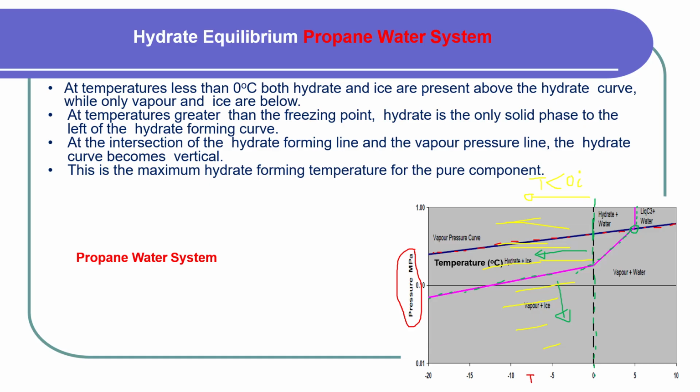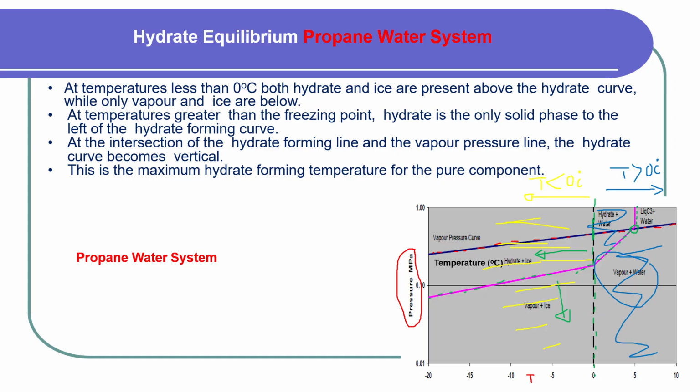Now if temperature is greater than 0 Celsius, let's take another blue color, for example. If you are operating at temperature greater than 0 Celsius, above the freezing point, you will find that hydrate is the only solid phase that can be found in this region. For example, you will have hydrate and water, but hydrate will be the only solid phase in this region specifically. And below the hydrate curve you have no hydrate phase, you have mainly vapor and water in this region below the hydrate formation curve.